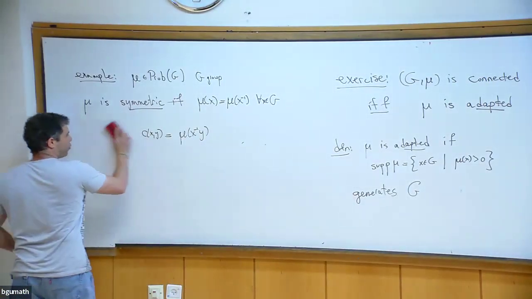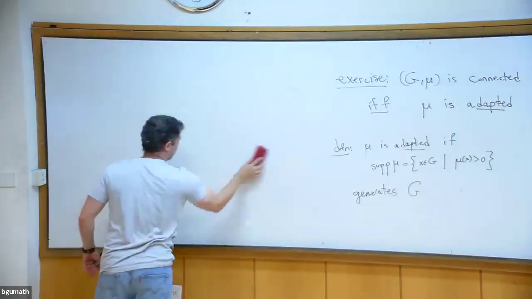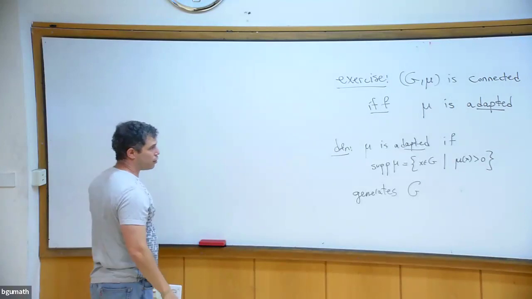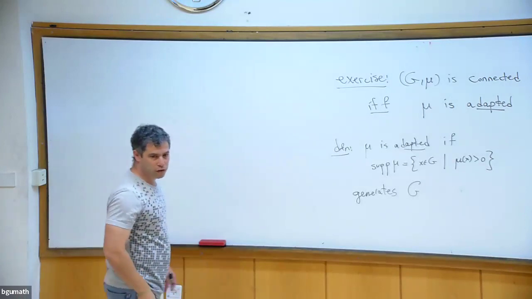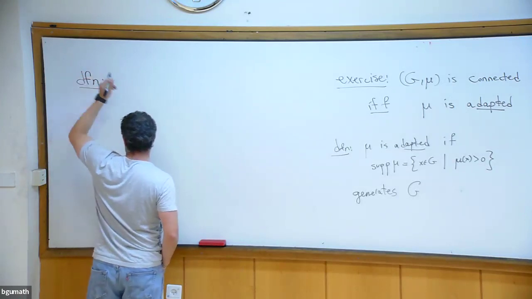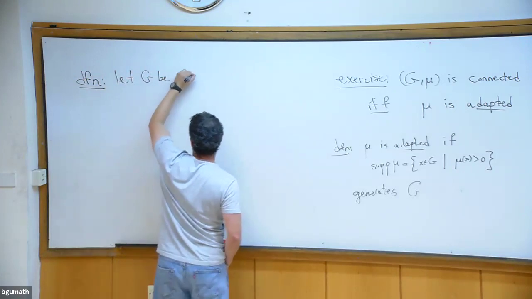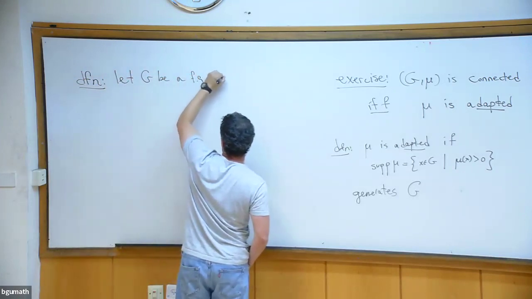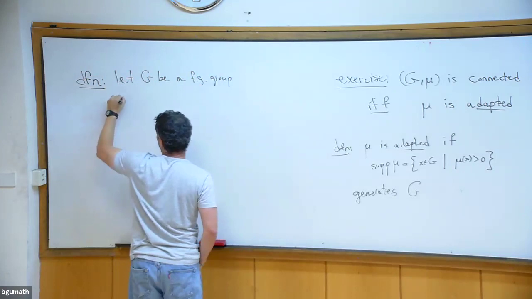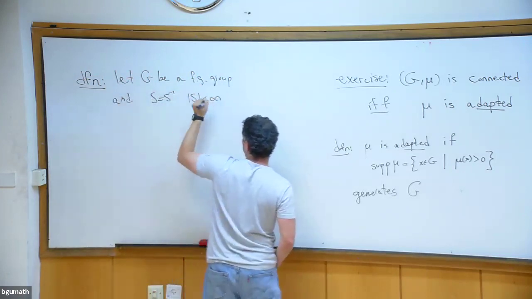Okay, so let's put the geometry on. We can start with the Cayley graph. Let's just define a Cayley graph. Definition: let G be a finitely generated group and S a finite symmetric generating set.